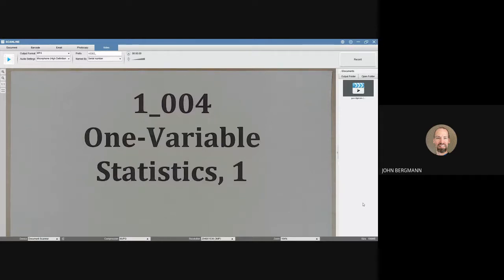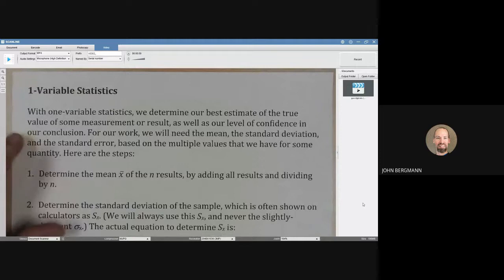This video is on one variable statistics. So what we're going to do here first is say what's to be done, and we're going to go through that rather quickly, and then we'll go through one example so you can see how that actually plays out, and then we'll probably use another video to do a second example.